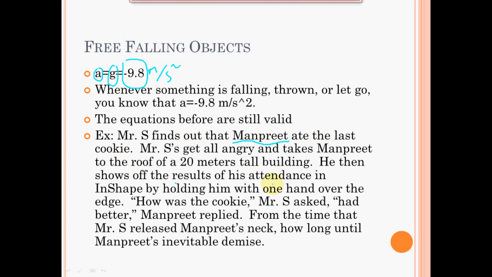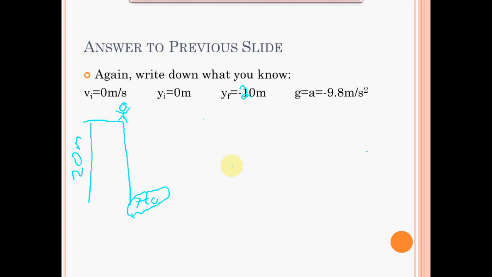Anyways, he ate my last cookie. I get all angry and take Manpreet to the roof. Pretty dramatic. The roof is a 20 meter tall building, and I ask him how was the cookie because I'm so angry that he ate it. Well, it was a pretty good cookie. And he said, had better. So not only did he eat the cookie, but he didn't even appreciate it. So I release his neck, because that's how I was holding him, just like they do in the movies. And the question is, how long until Manpreet's inevitable demise?